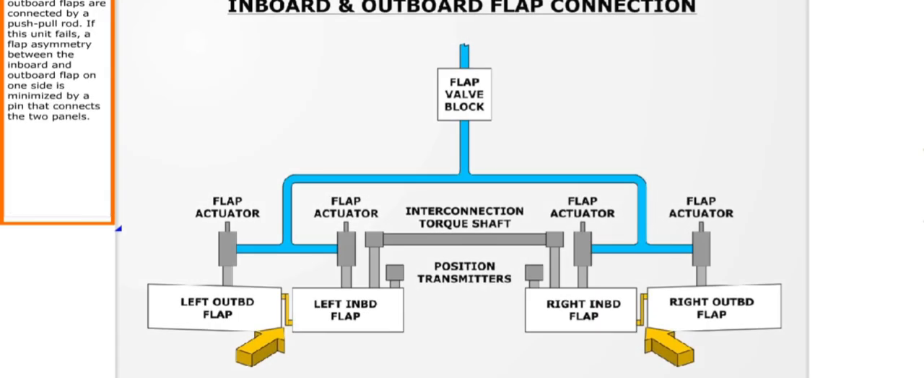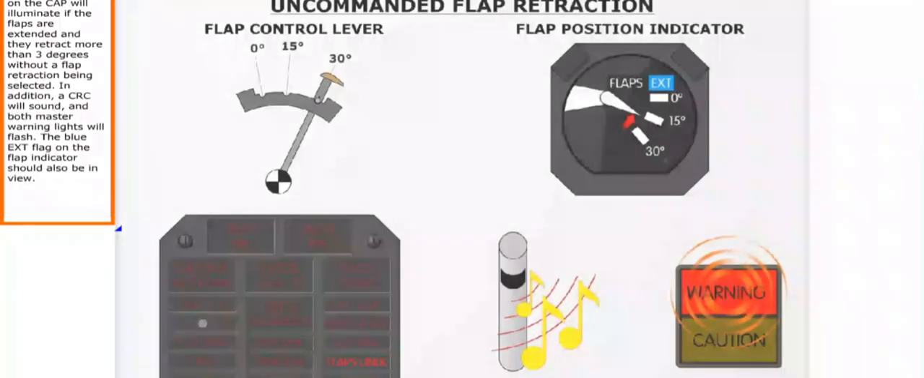The inboard and outboard flaps are connected by a push-pull rod. If this unit fails, a flap asymmetry between the inboard and outboard flap on one side is minimized by a pin that connects the 2 panels.